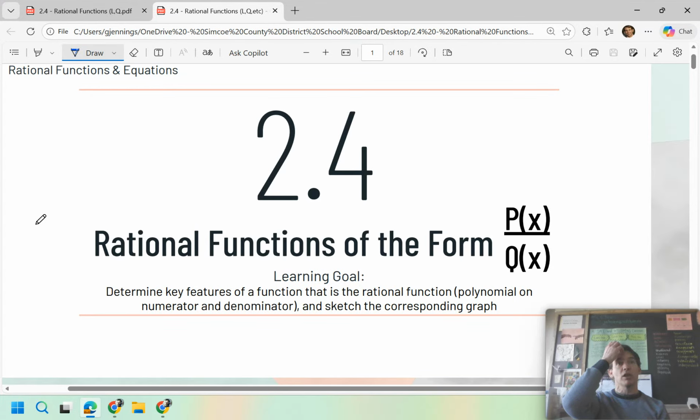Our horizontal, this is the horizontal. Okay, let's wind back here. When m is less than n, when this is lower degree than that, we have an asymptote at y is equal to 0. That's our horizontal asymptote, y is equal to 0.